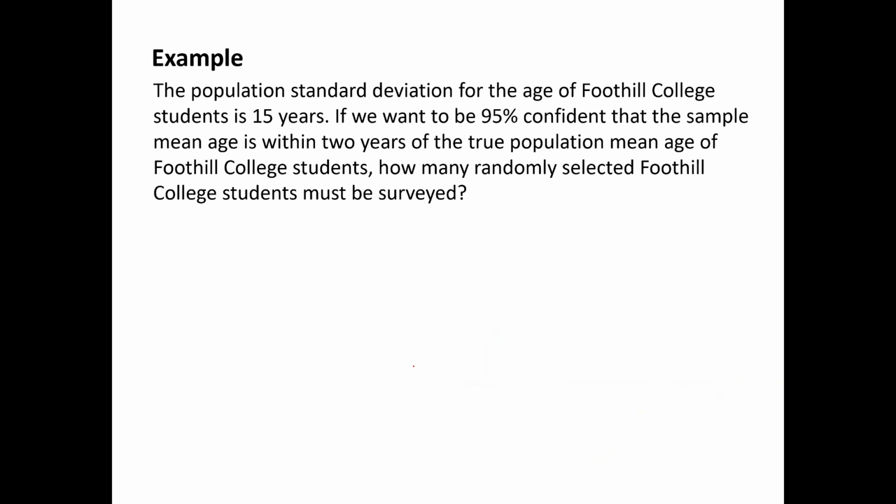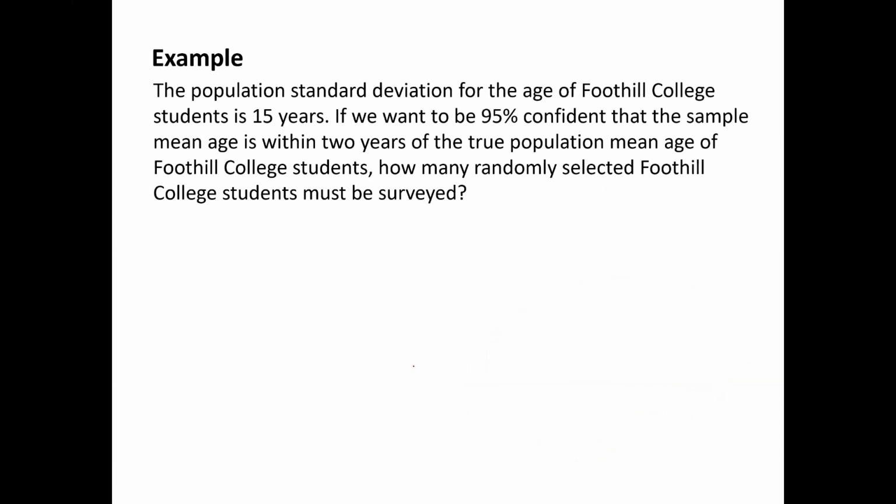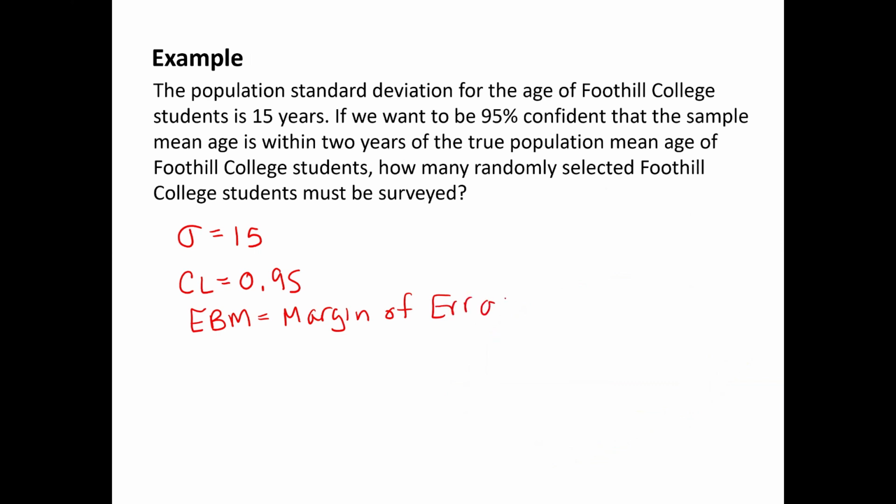So a population standard deviation for the age of Foothill College students is 15 years. The confidence level is 0.95. And the error bound, the margin of error, is 2. I want to be 95% confident that the sample mean age is within 2 years of the true population mean of the Foothill College students.